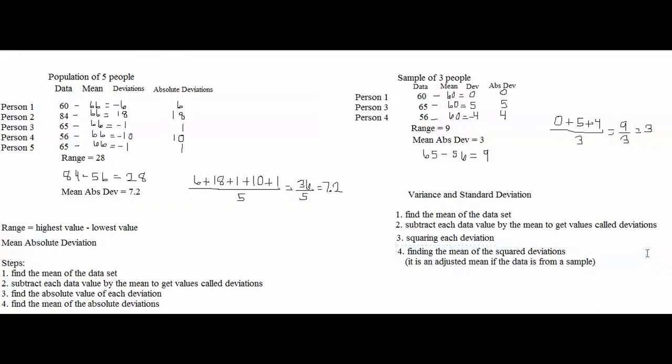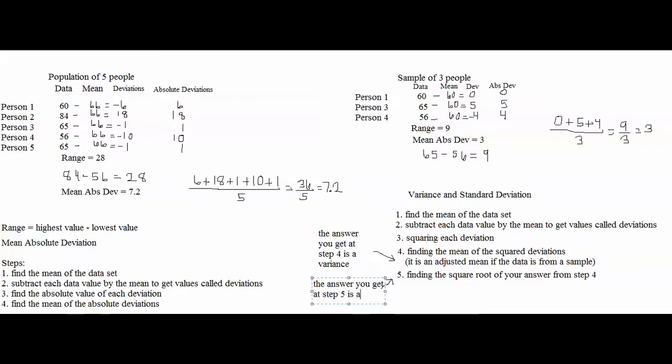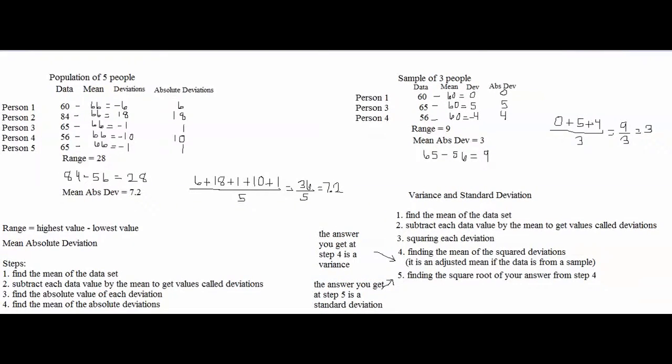And then step 5 is finding the square root of your answer from step 4. If you stop at step 4 and don't go to step 5, your value is called a variance. If you do go on to step 5, then the answer you get from step 5 is a standard deviation. Let's find the variance and standard deviation of the entire population.